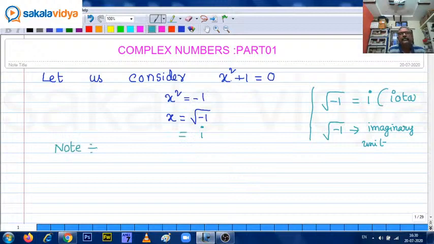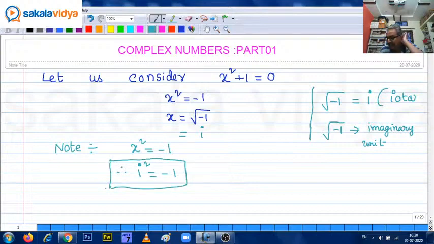Now note an important point. We have x square is equal to minus 1. Substitute I here. Therefore, we get I square is equal to minus 1. You get this relation: I square is equal to minus 1. Understood? Hereafter in this chapter, wherever I square is there, we need to take minus 1.